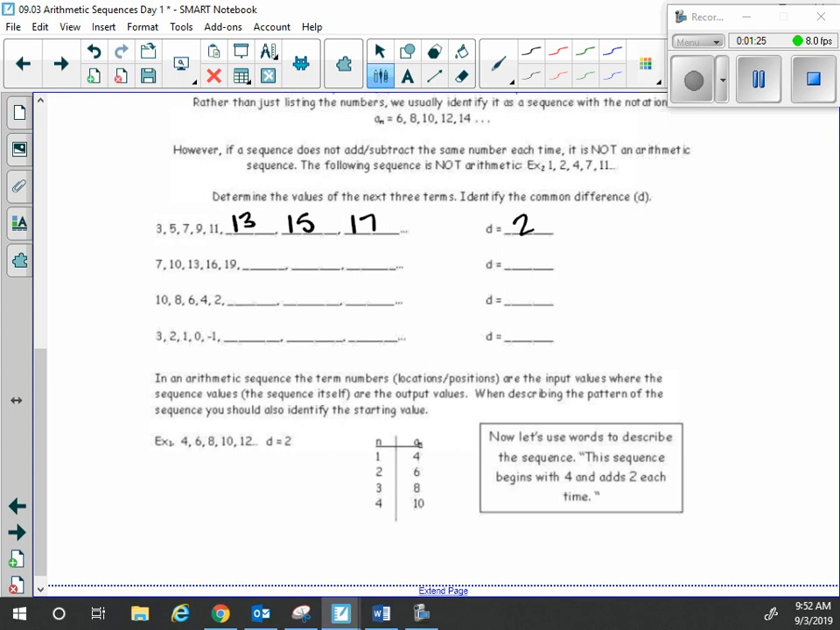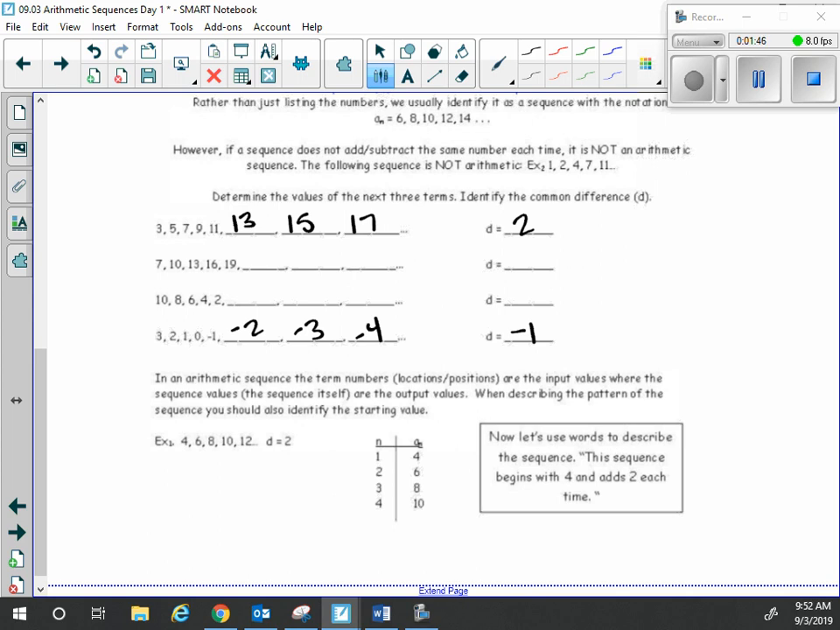Let's look at the last one though. 3, 2, 1, 0, negative 1. What would the next term be? Negative 2, negative 3, negative 4. How do you get to each next term? Minus 1 or plus negative 1. So my common difference is negative 1.